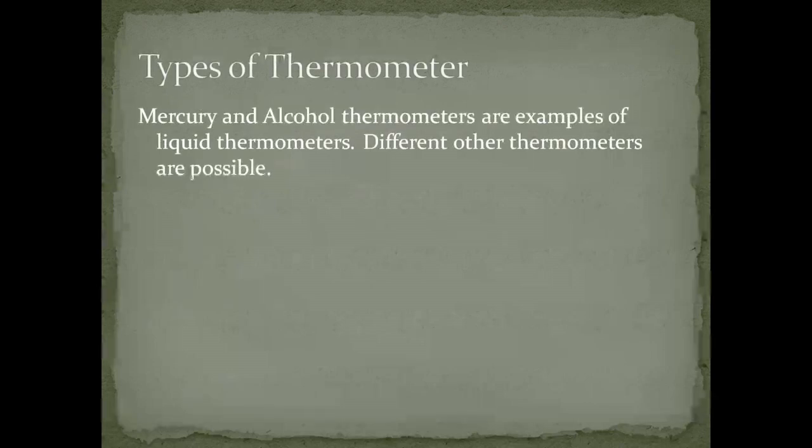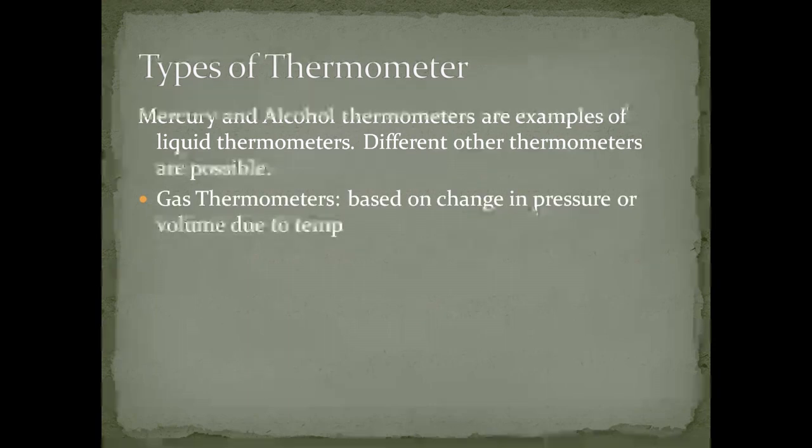We have discussed the liquid thermometers. Mercury and alcohol thermometers are liquid thermometers, and similarly different other types of thermometers are also possible. Some examples are gas thermometers. In a gas thermometer, if a gas is kept in a fixed volume and its temperature is raised, then the pressure inside that volume increases rapidly. So if we can measure that pressure, we can identify each pressure point as a temperature. In this way gas thermometers are built.